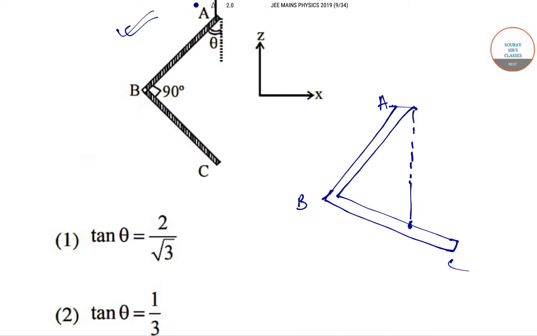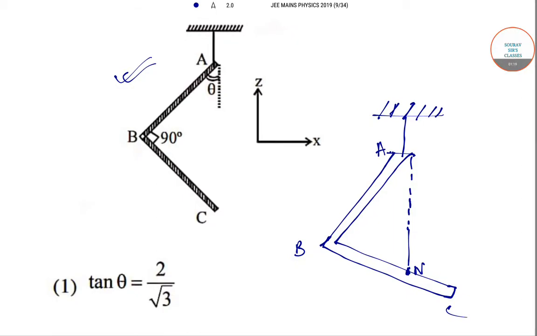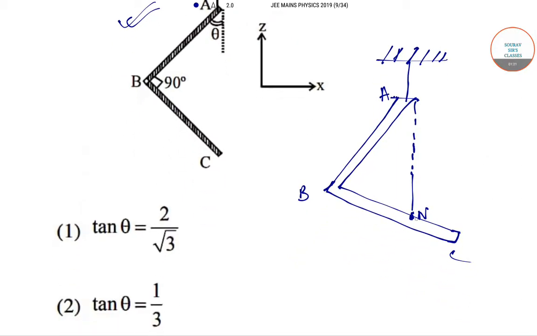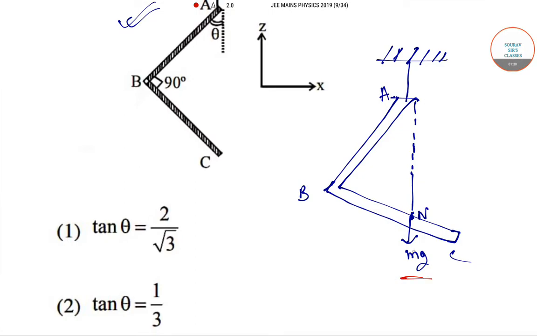Suppose this is N, and this L-shaped object is suspended from a string. The weight of this L-shaped object is acting downwards. This is mg. The weight of this portion is acting downwards, so this is mg.